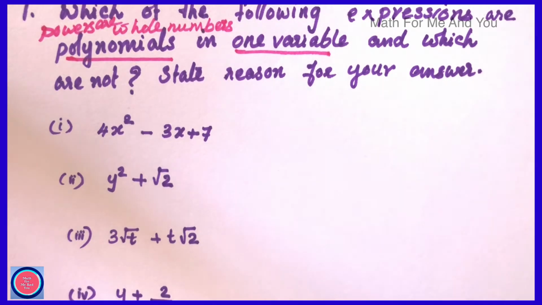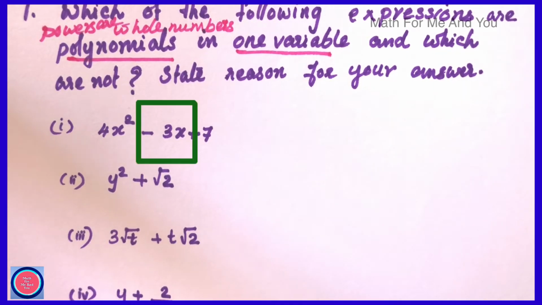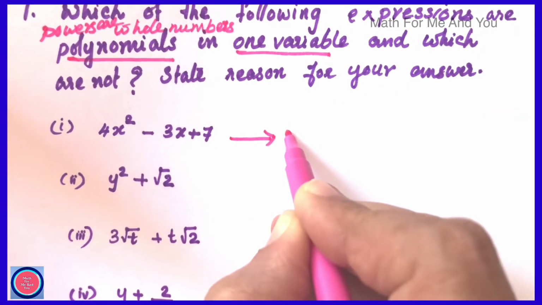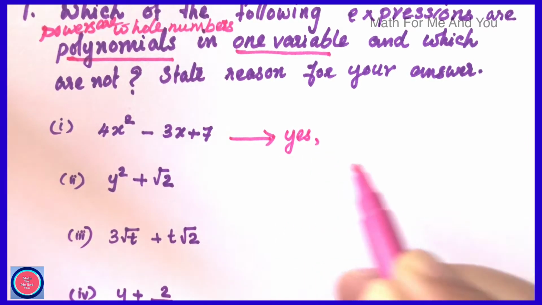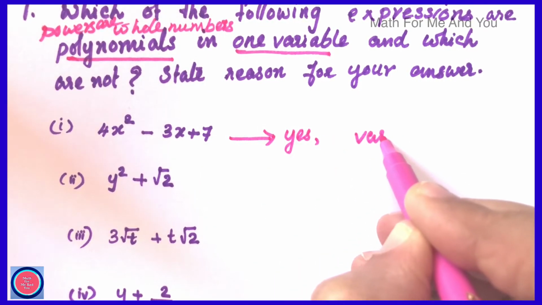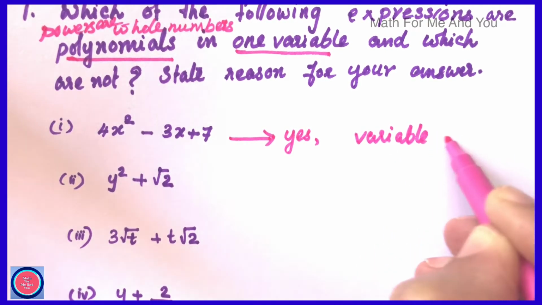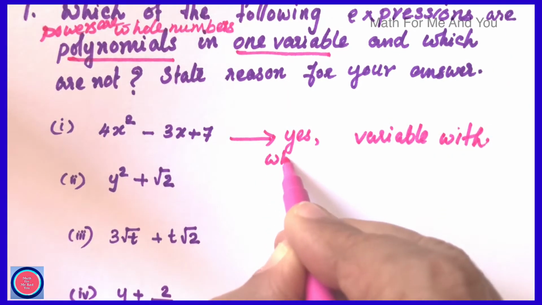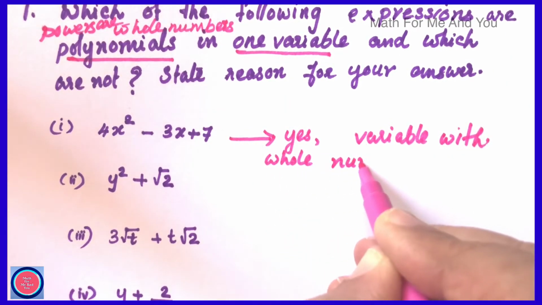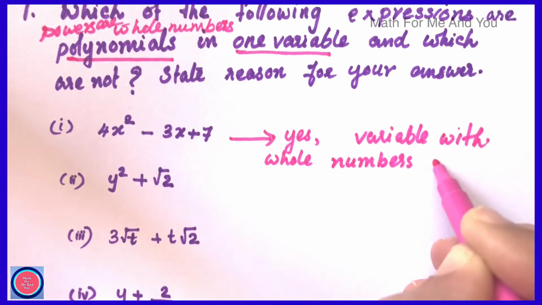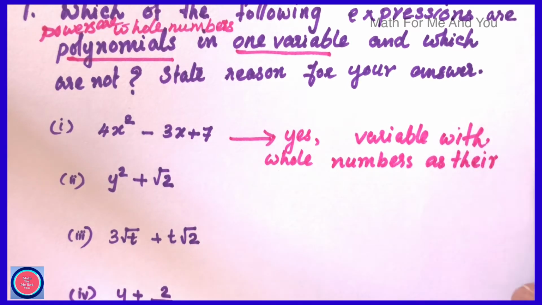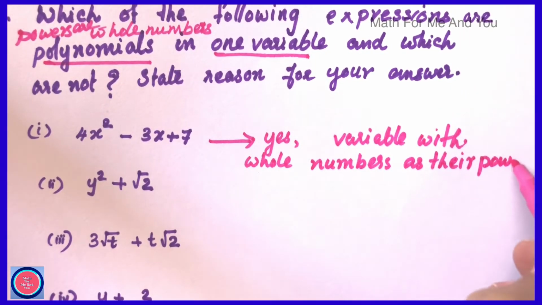You can see three terms, 4x square minus 3x plus 7. When we look at each term, we can see the powers of x. Are they whole numbers? Yes. So this is a polynomial because every term has the variable with whole number powers: 0, 1, 2, 3, 4, etc. So the first expression is a polynomial.